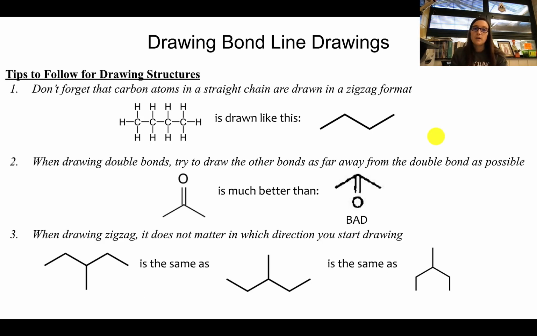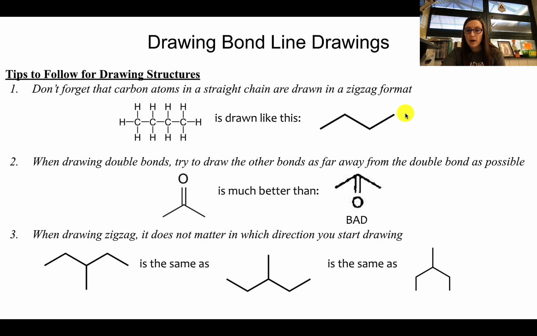So tips to follow for drawing these structures. Remember that carbon atoms in a straight chain need to be drawn in a zigzag format unless it's a triple bond. And so here we see 1, 2, 3, 4 carbons. It's going to be drawn like this, 1, 2, 3, 4 carbons, but it's in a zigzag format.